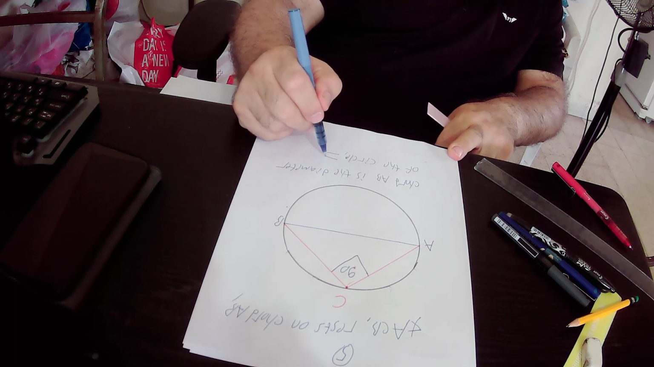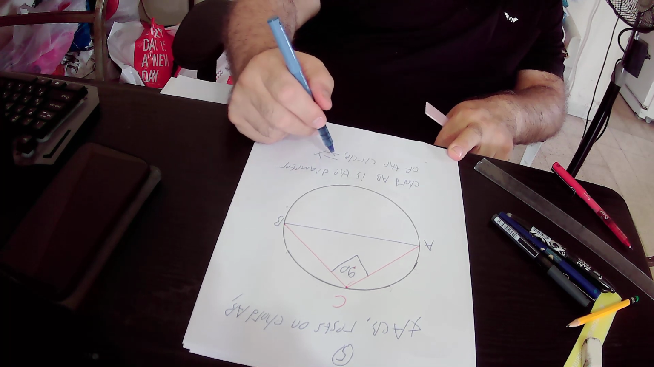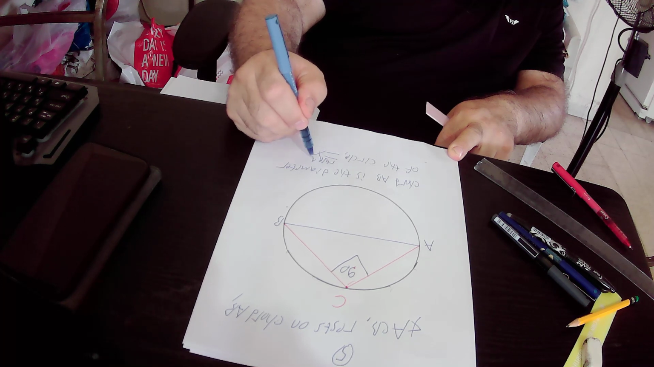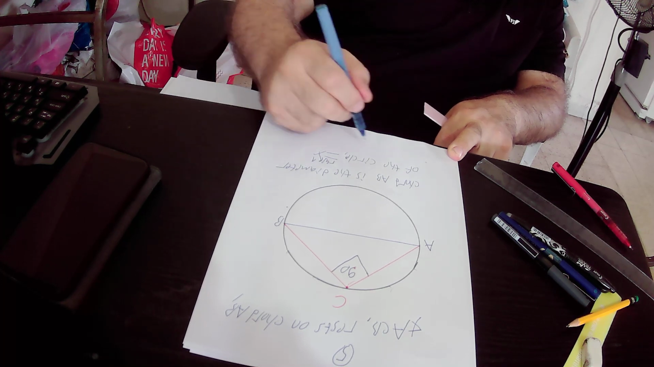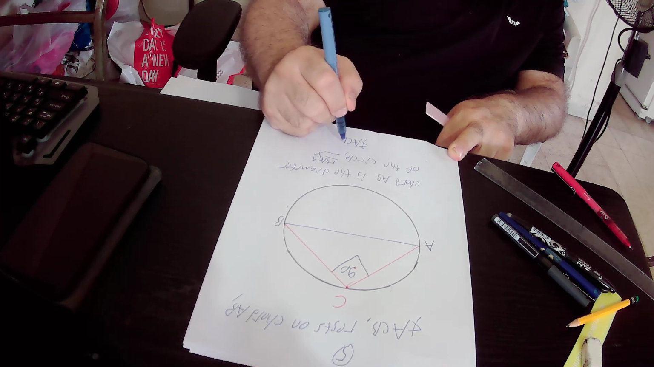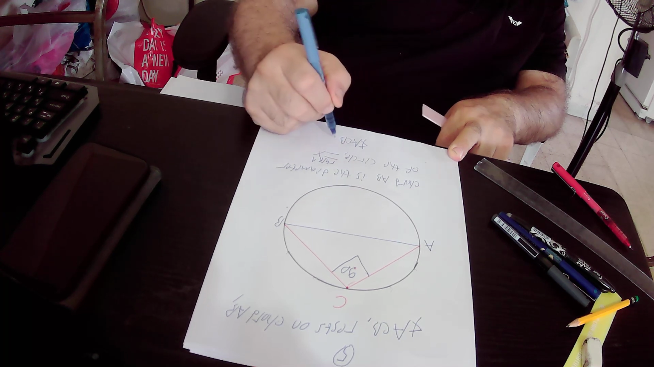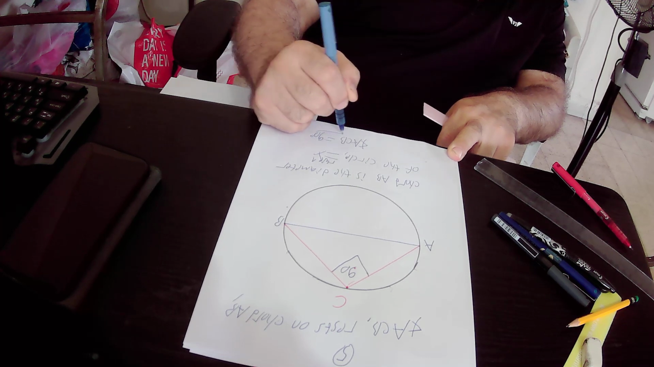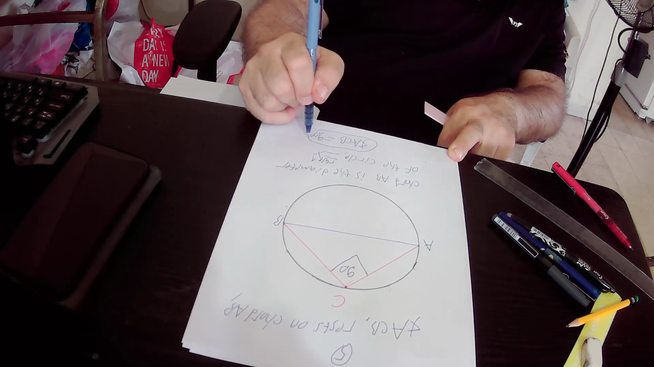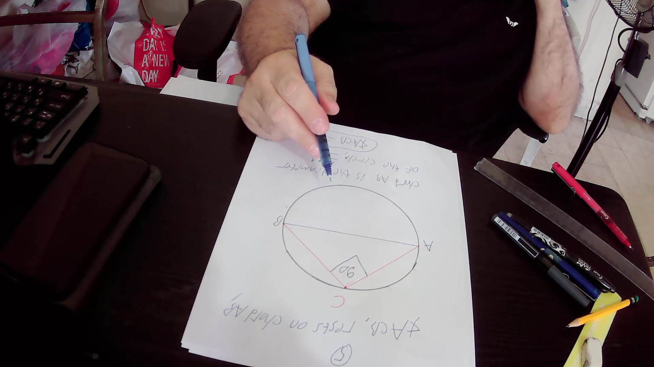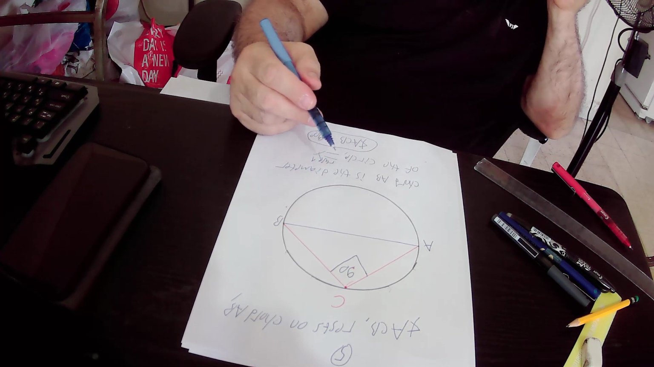So we can deduce from it, according to rule number 1, that peripheral angle ACB equals 90 degrees. Okay, any peripheral angle that rests on the diameter of a circle equals 90 degrees.